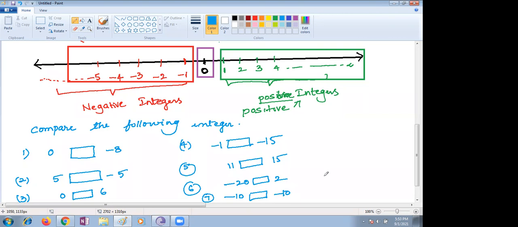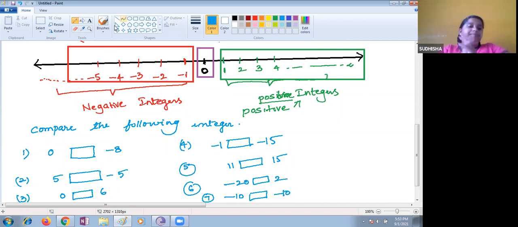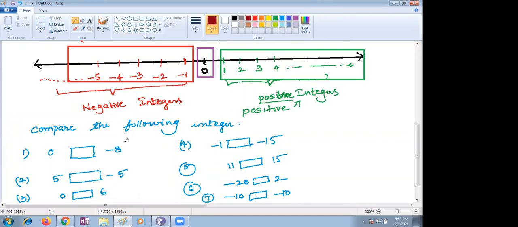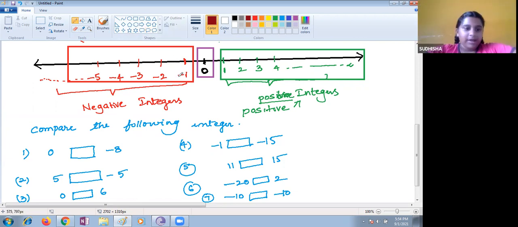Now my first question to Sudisha. Sudisha, are you there? Yes, ma'am. Give the answer for the first question. 0 and -8. You can use less than, greater than, or equal to sign. Which is greater? Ma'am, 8 is greater.